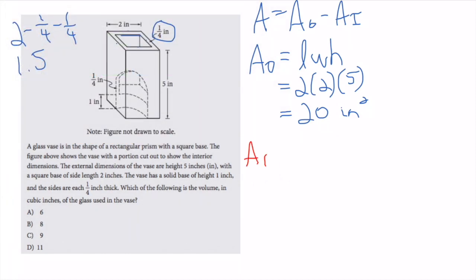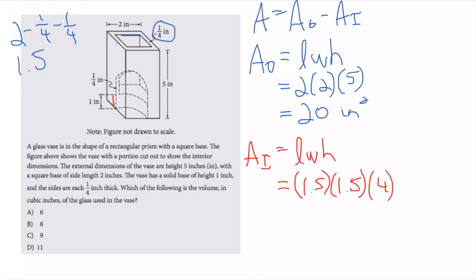Okay, so the area of the inside is again length times width times height. My length and width are 1.5. And my height here, it was 5, but now they tell me I'm taking away an inch, so my height is 4. When I multiply this out, it'll give me 9 inches squared. Or sorry, inches cubed. This is cubed, it's volume.